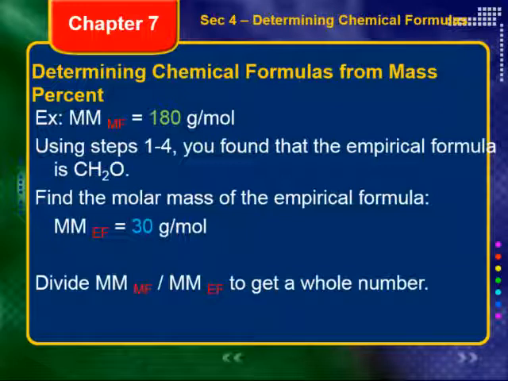Then I'm going to divide the molar mass of the molecular formula by the molar mass of the empirical formula, and it should give me a whole number. 180 divided by 30 is 6. So I'm going to multiply the number of carbons by 6, the number of hydrogens by 6, and the number of oxygens by 6. What that ends up being is C6H12O6. And this is our friend glucose.